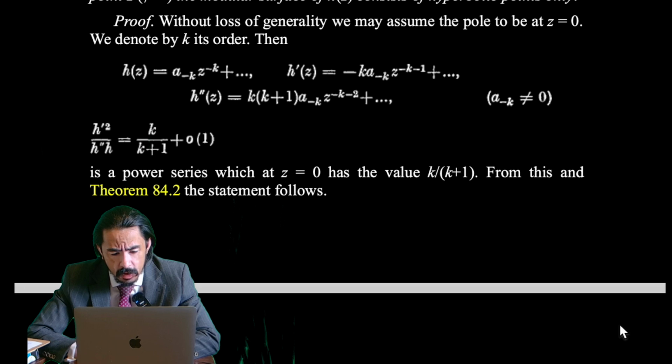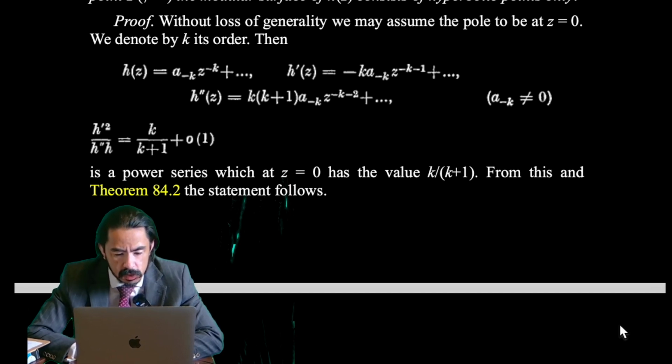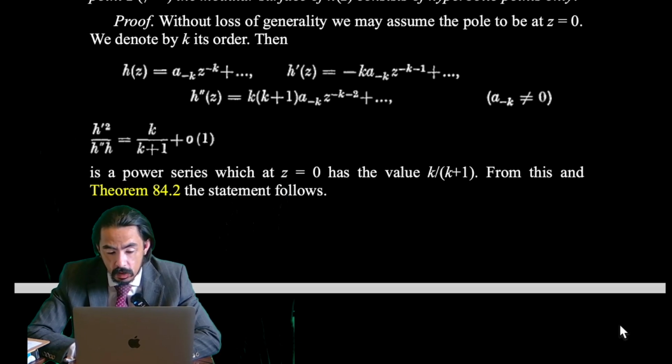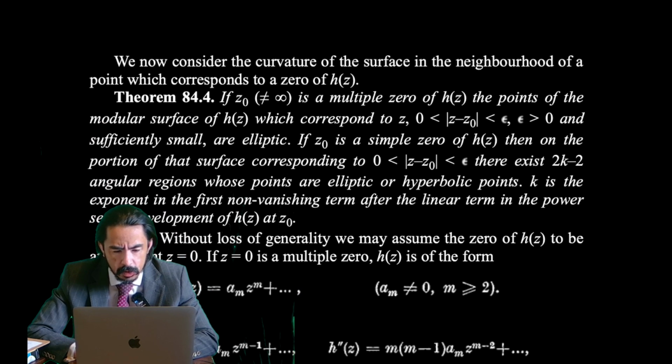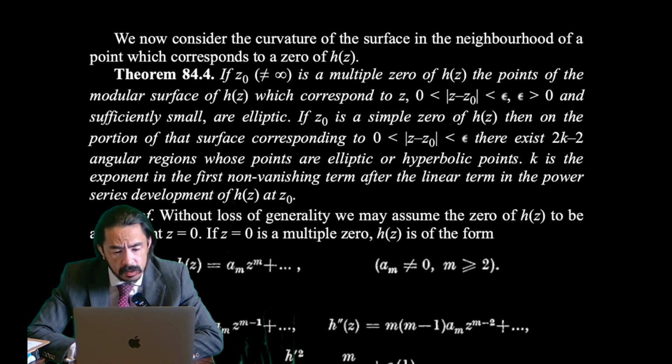We also have h prime squared over h double prime times h equals lowercase k over lowercase k plus 1 plus small o of 1. So this is a power series which at z equals 0 has the value lowercase k over lowercase k plus 1. From this and the previously read Theorem 84.2, the statement of Theorem 84.3 follows. And I'm going to do a little bit of a recap at the end here, if I get to the end. We now consider the curvature of the surface in the neighborhood of a point which corresponds to a 0 of h of z. Theorem 84.4.